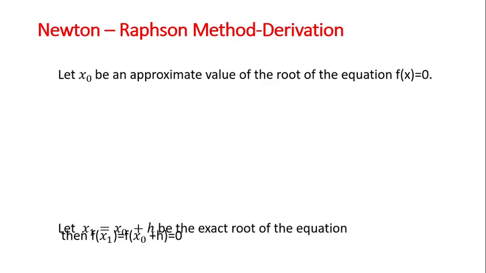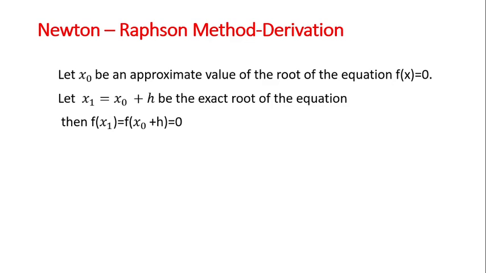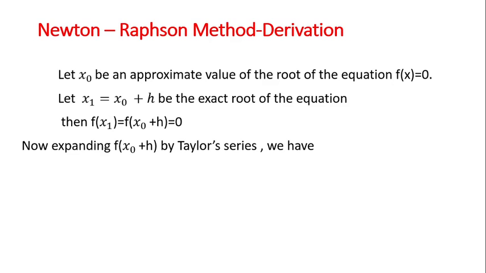Let us consider x naught being the real value of the root of the equation f of x is equal to 0. Let x1 is equal to x naught plus h be the exact root of the equation. Then f of x1 is equal to f of x naught plus h, which is equal to 0. Now expanding f of x naught plus h by using Taylor series.